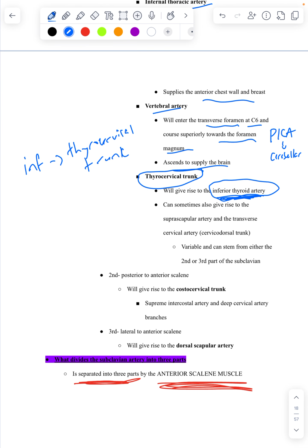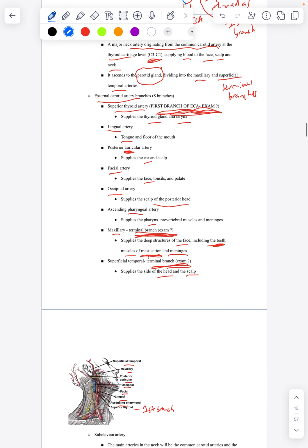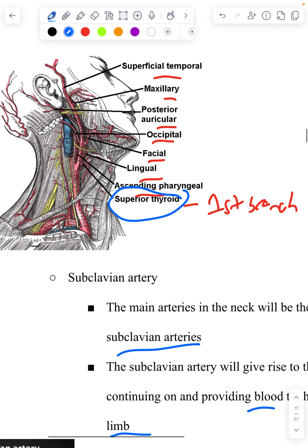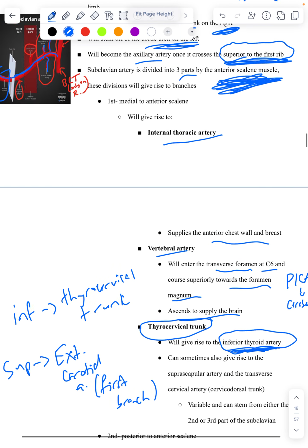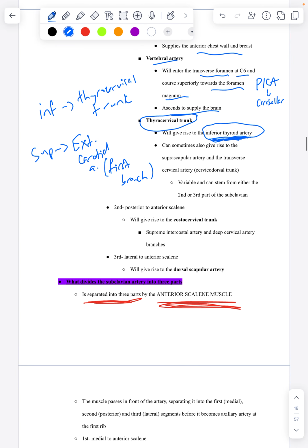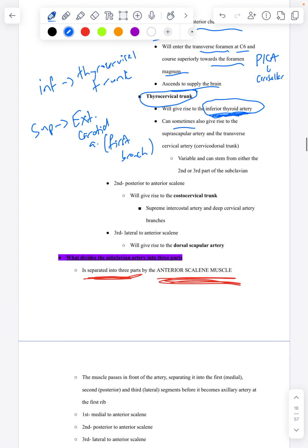Where do you think superior thyroid artery comes off of? We've seen this already. It's from the external carotid artery. Remember, it was the first branch of external carotid. And if you don't remember, there you go. Okay. All right, sometimes it can give rise to suprascapular, transverse cervical.